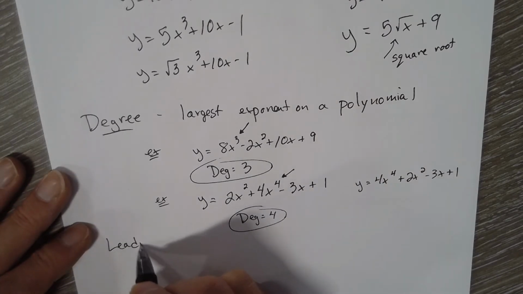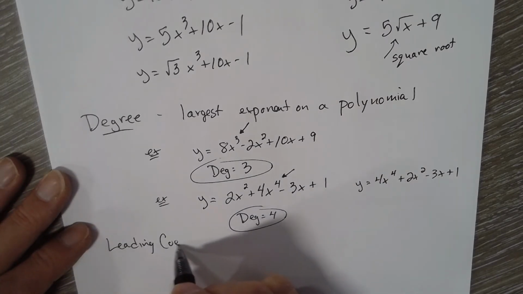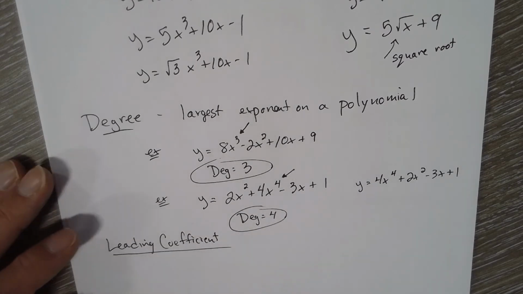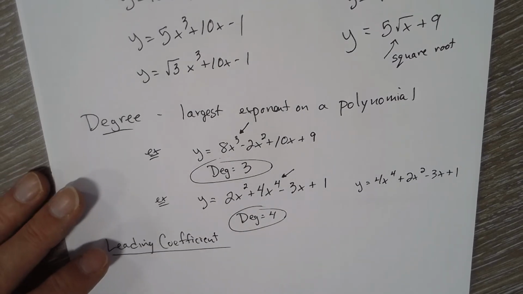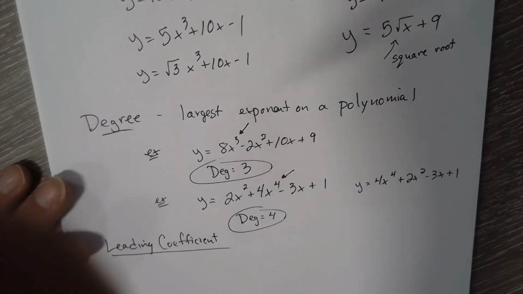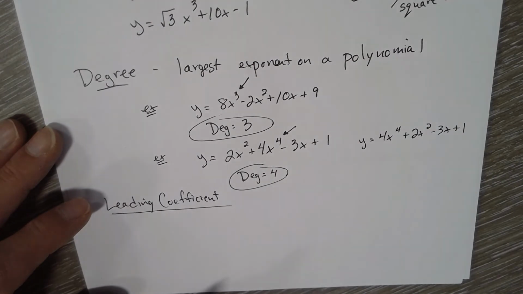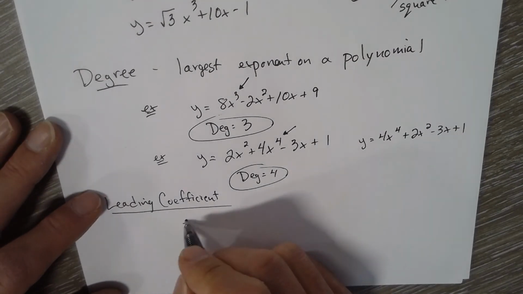Leading coefficient. So a coefficient is a number out in front of a term. Here's our example.